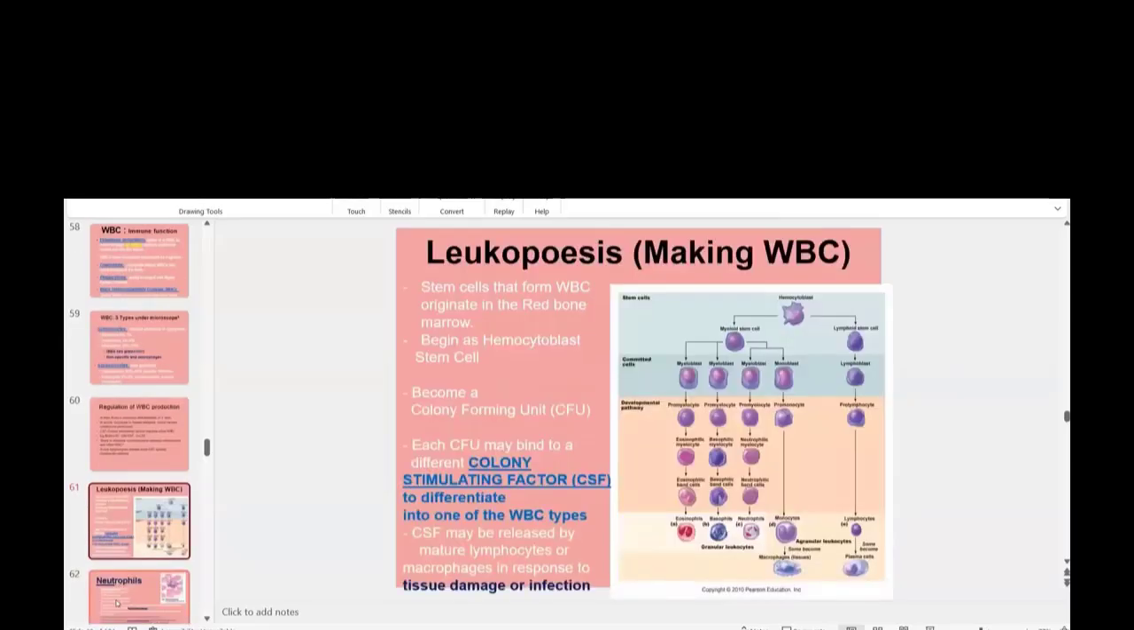Leukopoiesis, or making WBC: how is it formed? How is it manufactured? Again we go back to stem cells, the hemocytoblast, like we read about the RBC. It all begins with the hemocytoblast, the progenitor, the mother cell. So stem cells that form WBC originate in the red bone marrow, and they begin as hemocytoblasts. Blood cell, and blast is the progenitor or mother cell. Then they become a colony forming unit, and each colony forming unit may bind to a different colony stimulating factor, or CSF, that I just explained, and they differentiate into one of the WBC types.